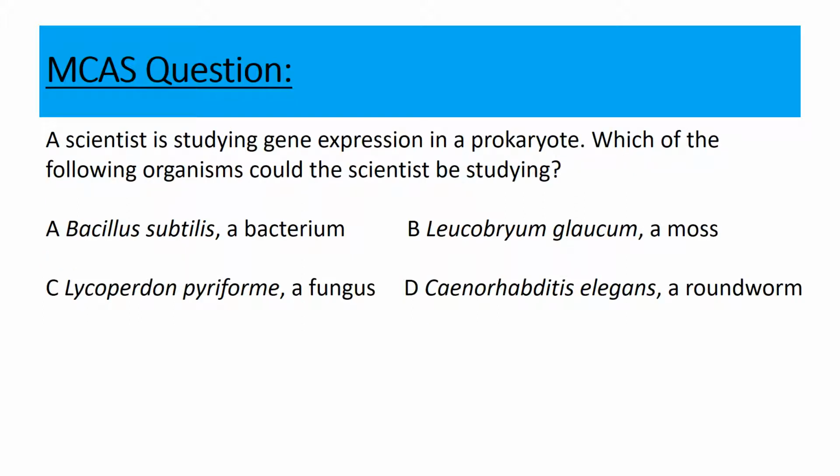A scientist is studying gene expression in a prokaryote. Which of the following organisms could the scientist be studying? I'm not going to read the species names, I'll just read the organism. A, a bacterium, B, a moss, C, a fungus, or D, a roundworm? Well, you know that bacteria are prokaryotes, and so that's your answer, A. A moss, a fungus, a roundworm, all of those organisms are eukaryotic. The cells of those organisms contain nuclei, but that's not true of bacteria.